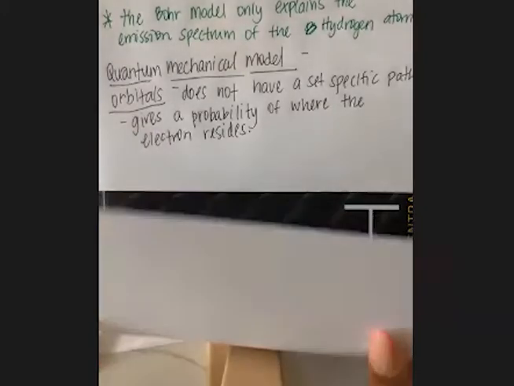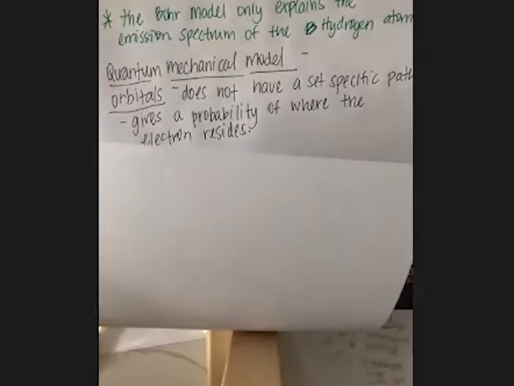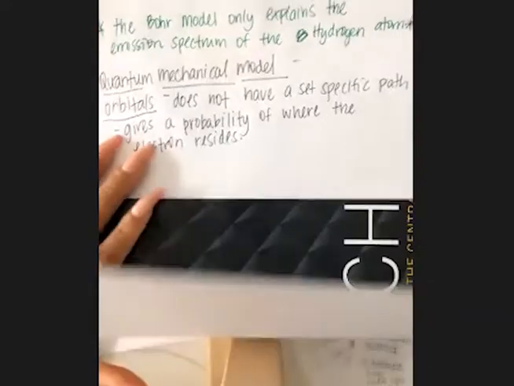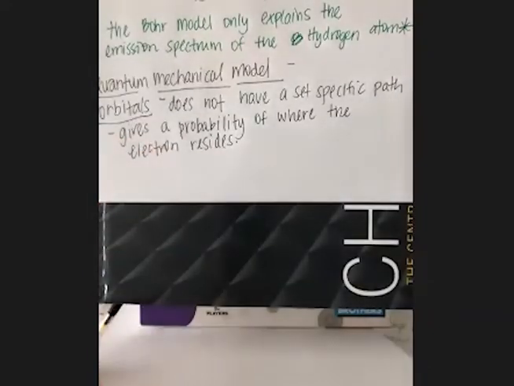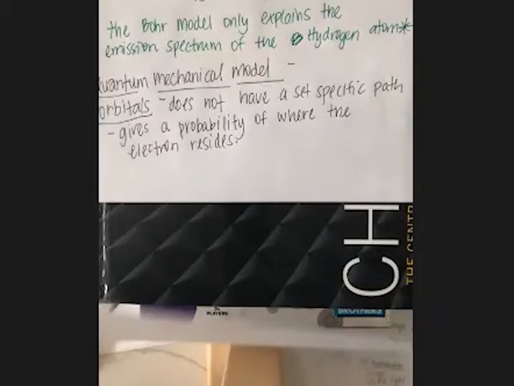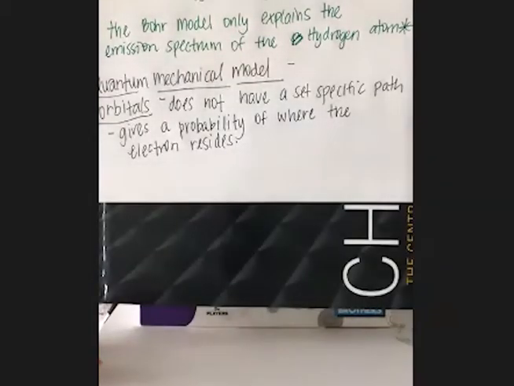It says does not have a specific, I'm sorry, what does that say? Path? Yeah, path. It says it doesn't have a specific path. Orbitals are just saying they're gonna give you a probability of where the electron is. You never know exactly where the electron is, but it's gonna give you like a probability map of where the electron could be, to where you can zone in on where it is, like in a small area, but you don't know exactly.